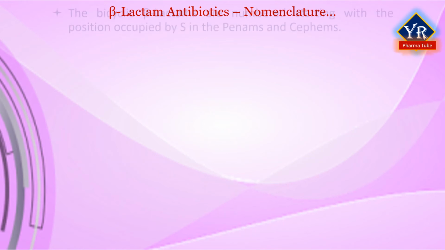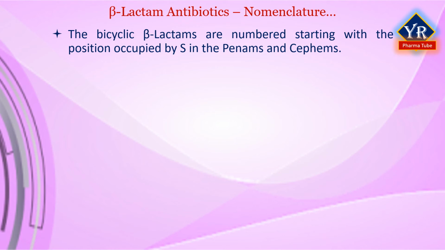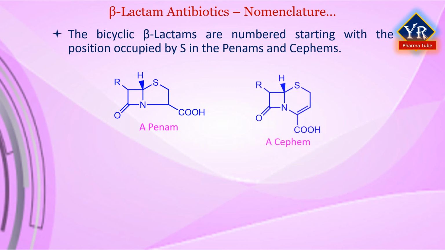By convention, the bicyclic beta-lactams are numbered starting with the position occupied by sulfur in the penams and cephams, regardless of which atom it is in the given class. That is, position 1 is always adjacent to the beta carbon of the beta-lactam ring. The numbering continues clockwise from position 1 until the beta carbon of the beta-lactam is reached, at which point numbering continues counterclockwise around the lactam ring to number the remaining 2 carbons.